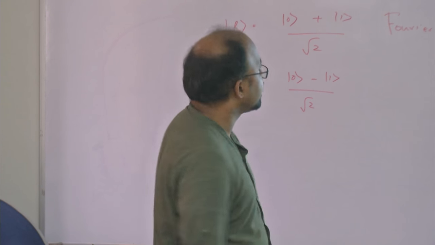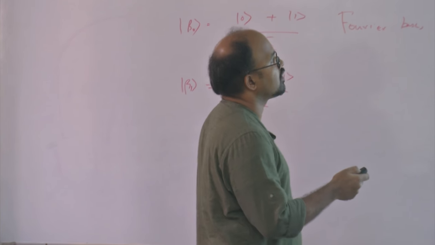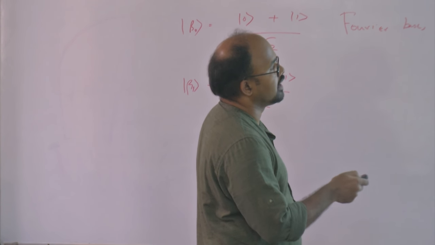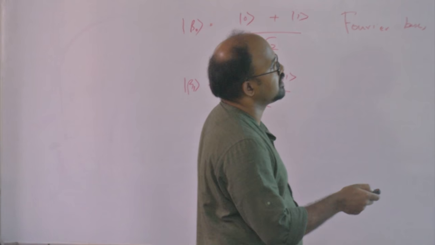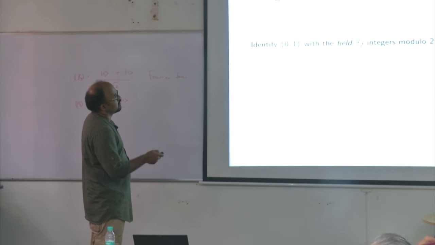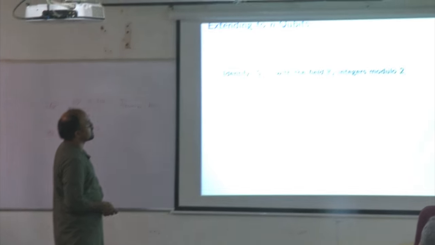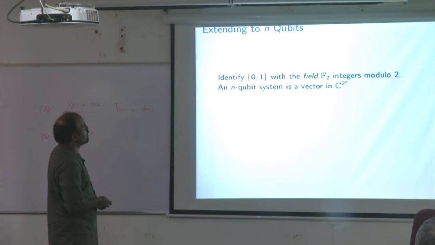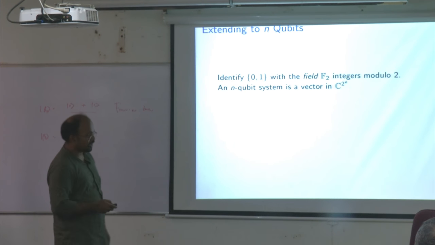Okay, so this is a standard technique which one does in error correcting codes. 0 and 1, you think of integers modulo 2. Addition being integer addition modulo 2, multiplication being integer multiplication modulo 2. And then you can see that this is just like regular numbers.